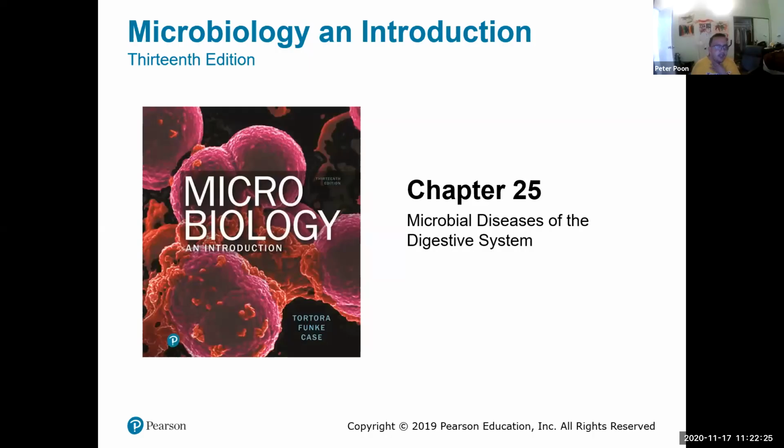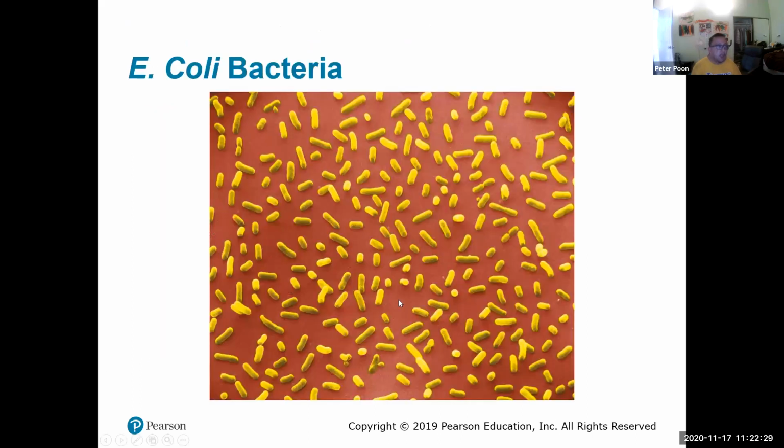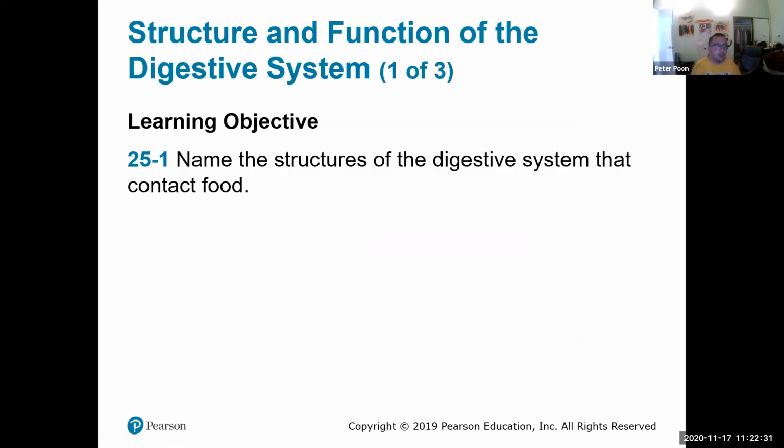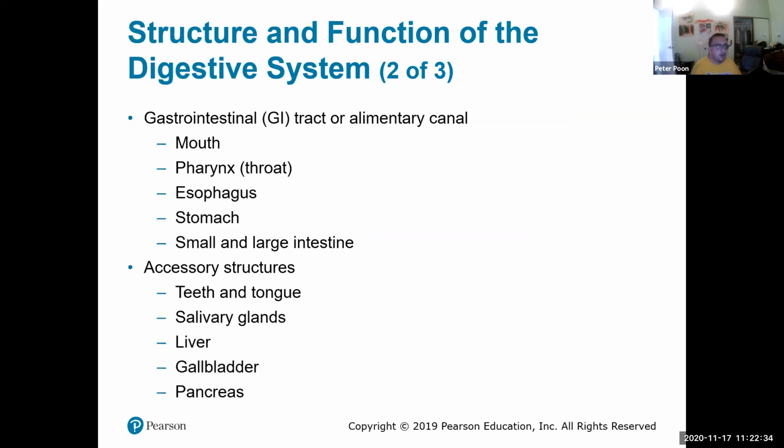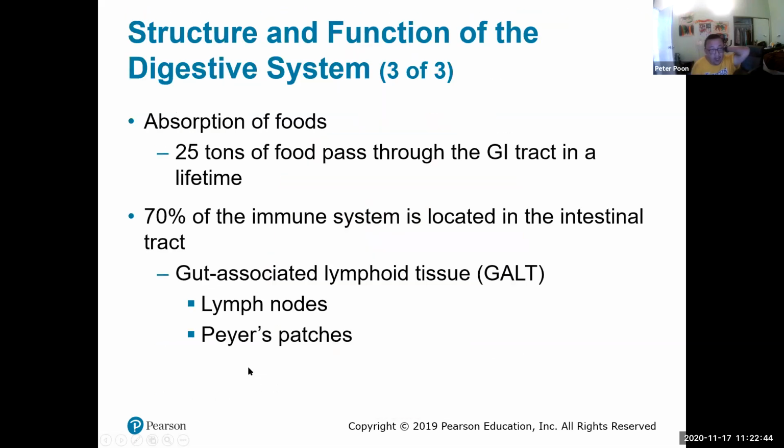Okay. So, the diseases of the digestive system. Okay, so let's go to the next slide. E. coli, I'm sure you've seen these guys already. Okay, so the GI tract. Okay, the accessory structures. These are things you should learn from anatomy.